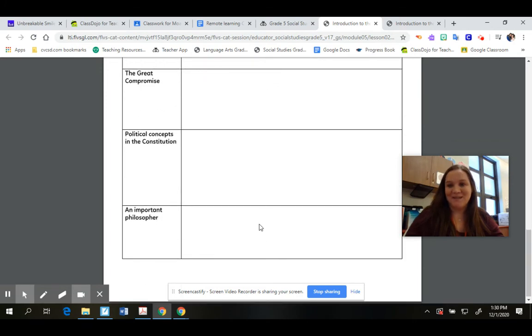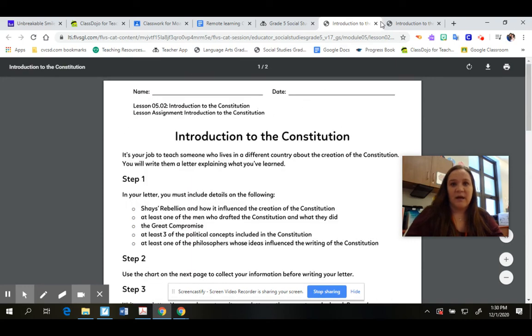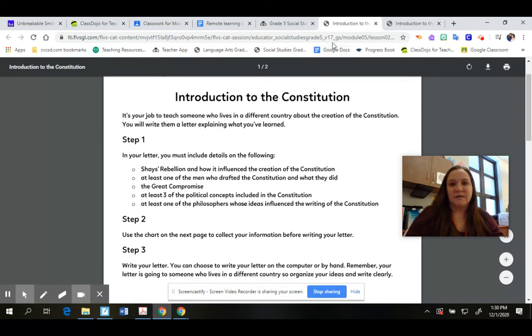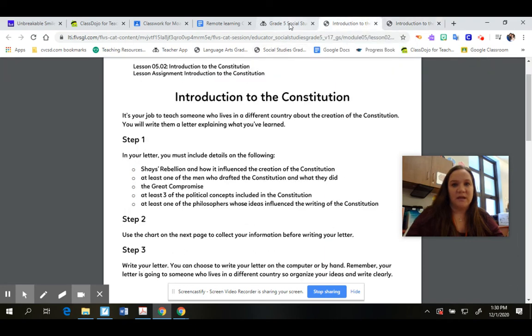Okay, does that make sense? I hope so. It makes a lot more sense now that I figured out where the chart was. Okay, so that's the chart. All right, and I gotta go back to my, where to go? Hold on, just kidding. I got lost.